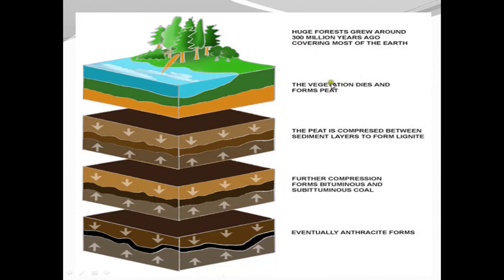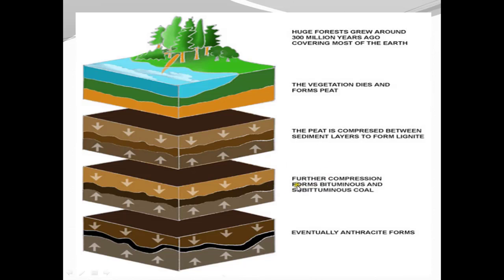covering most of the Earth, and here the vegetation dies and forms peat. Dead plant material builds up in swamps, and over time forms a layer of peat. The first layer we call peat, the topmost layer. The second step is that the peat is compressed between sediment layers to form lignite, where heat and pressure change the peat layers from organic sediment into lignite, a type of coal.